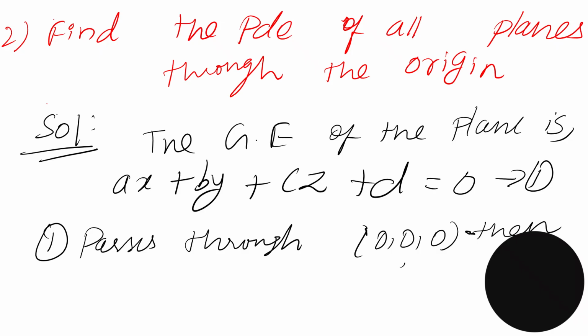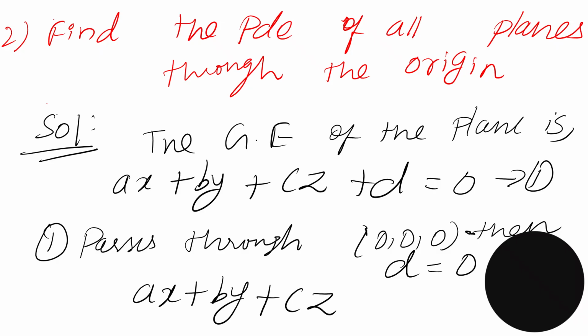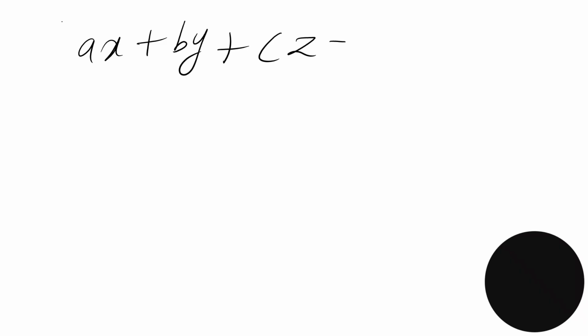Therefore, the fourth constant will become 0. Here this represents x, y, z. So then the fourth constant will become 0. So what will you get? ax plus by plus cz equal to 0. So equation 1 turns to ax plus by plus cz equal to 0.